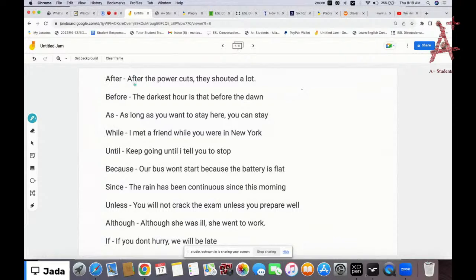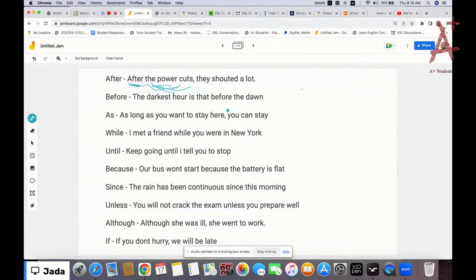So after is a subordinating conjunction, and then the power cuts. Most times, dependent clauses cannot stand alone. If you say the power cuts, what happened? What happened to the power? No explanation. Just the power cuts. So standing alone, they need a subordinating conjunction, and usually the subordinating conjunction always comes first.